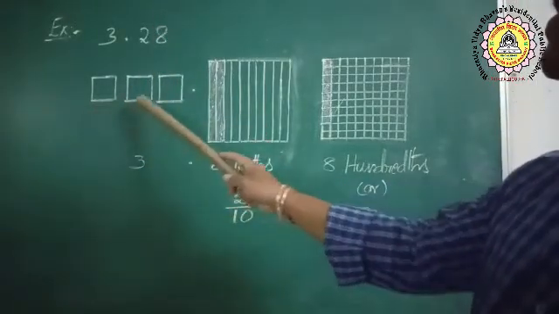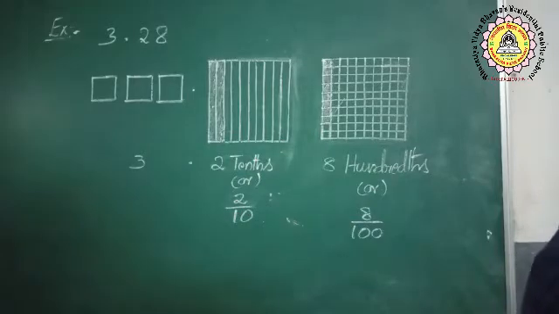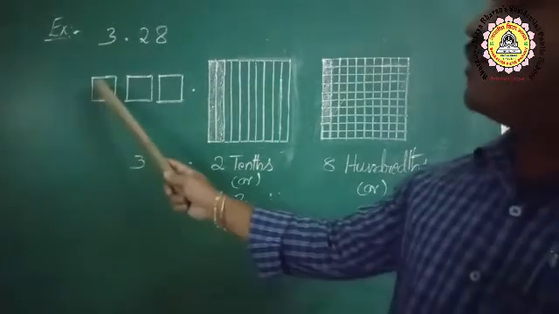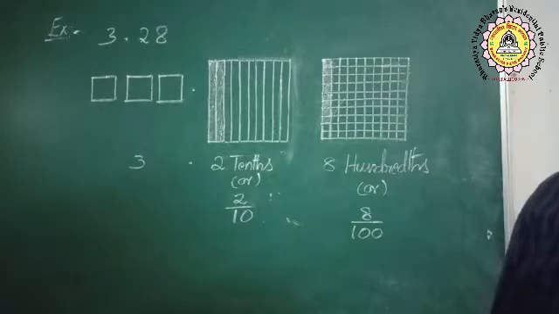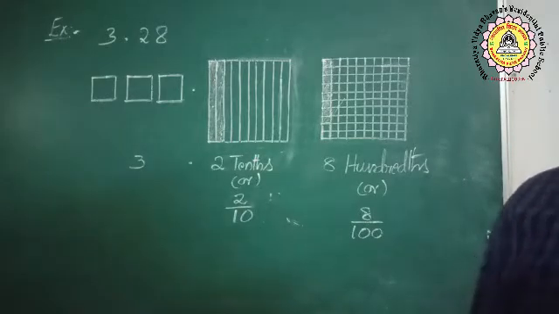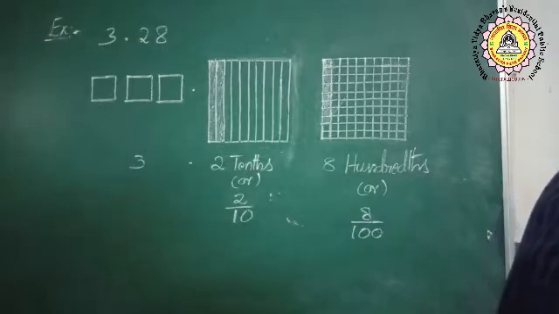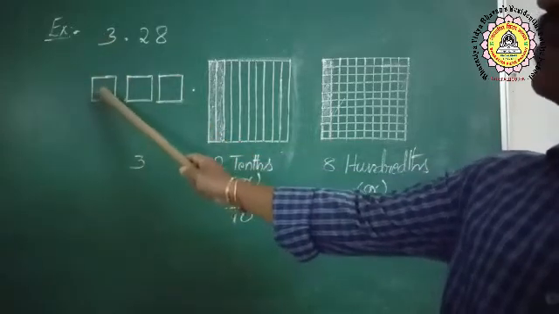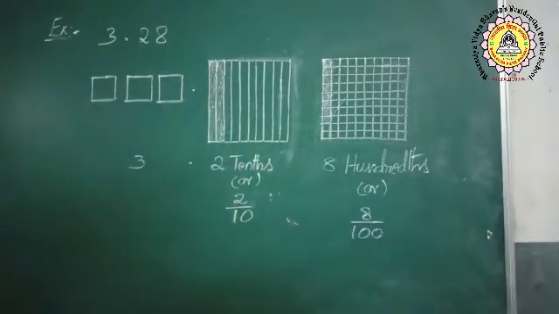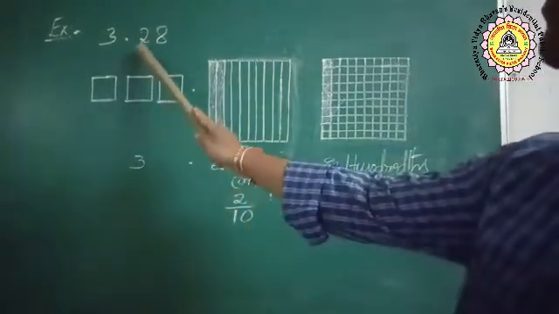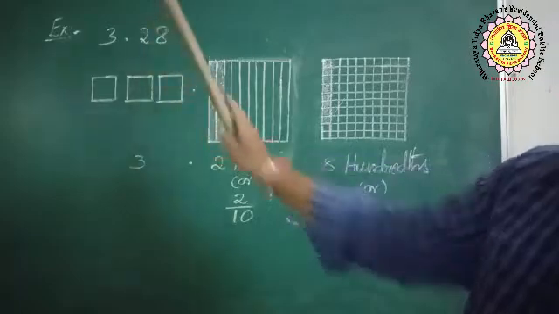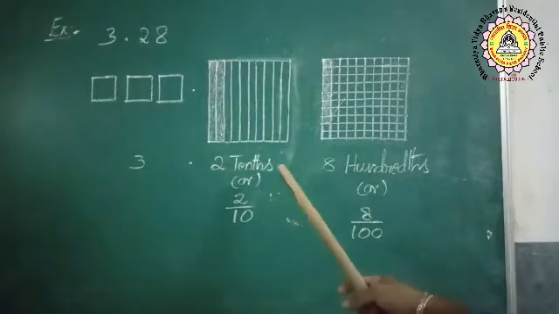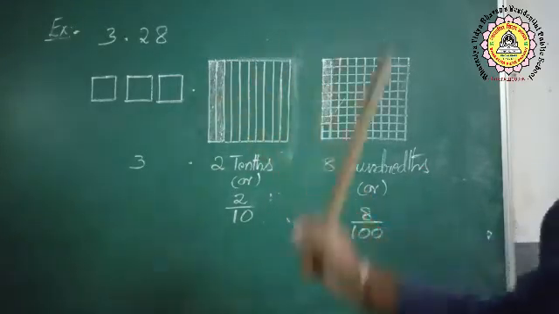See, here I draw 3 square boxes. Why? Because what is there in the whole number part? 3 is there. That means 1 square box indicates 1, 2 square boxes indicate 2. Like that, 15 square boxes indicate the number 15. Here we have the digit 3 in the whole number part, that's why I draw 3 squares here. And after the point, on the right side, what is there in tenths place? 2 is there. So again I draw one big square, and I divided this square into 10 equal parts.